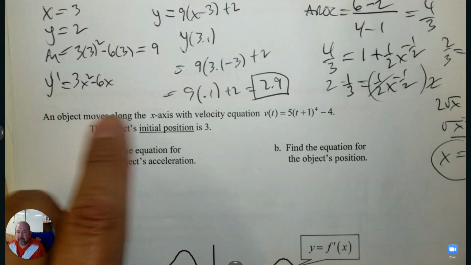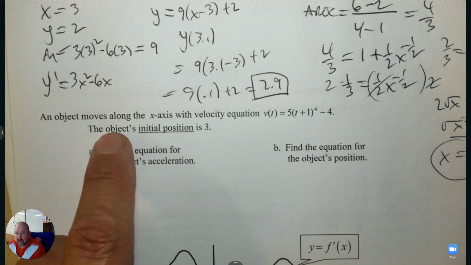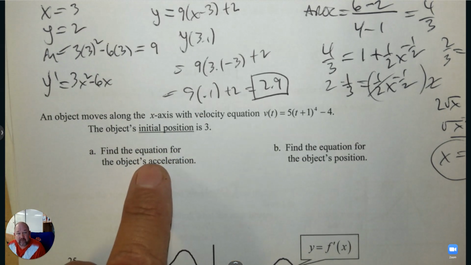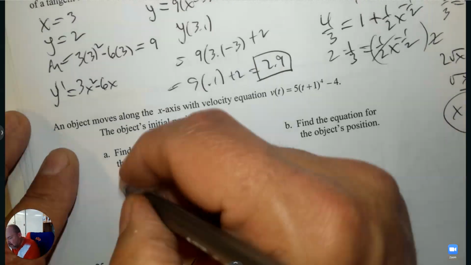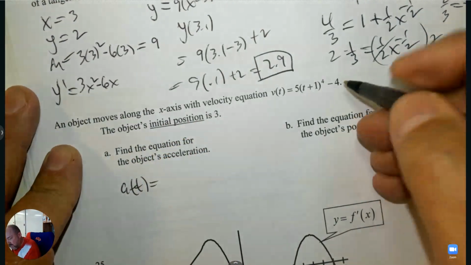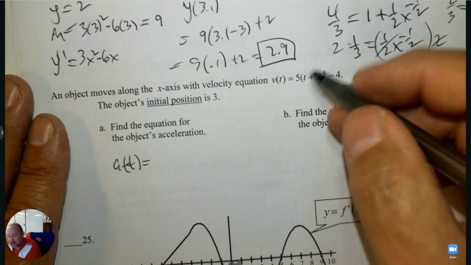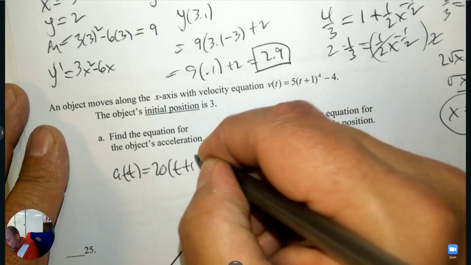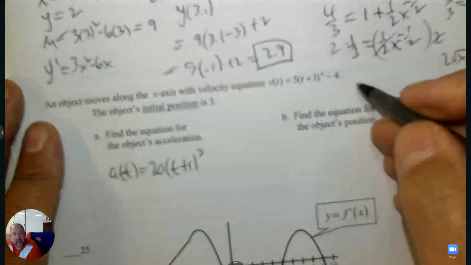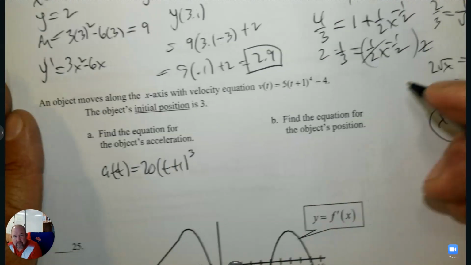All right, an object moves with this velocity. The object's initial position is 3. Find the acceleration. That's the derivative. So the derivative is 4 times 5, and then subtract 1 from the exponent. The derivative of negative 4 is 0. So that's it right there.